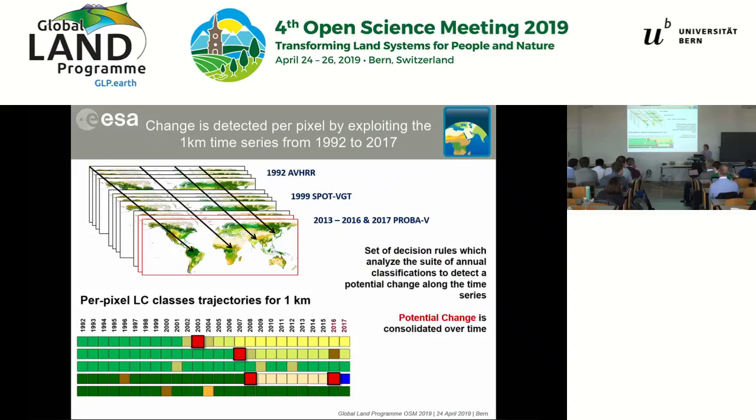And of course, there are some uncertainties between the different classifications, but this is taken into account by first detecting potential change and then confirming it over time. So the change is detected at 1 kilometer because the input data is at this spatial resolution, but then it's delineated further as a second step to 300 meters using back the ProbaV data. And several changes are allowed per pixel.